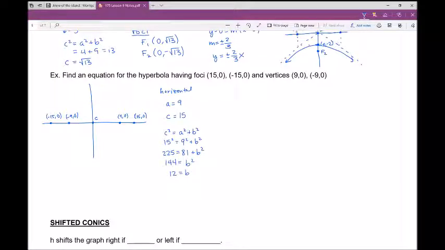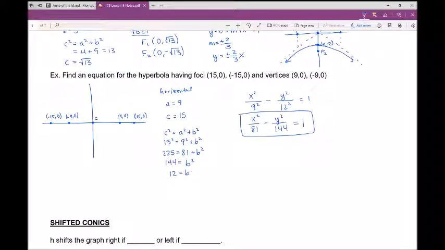Okay, so now that we've found our variable b, we can actually write our equation. So again, this is a horizontal hyperbola, so the x squared term will be the positive one. So we'll start by writing x squared over 9 squared minus y squared over 12 squared is equal to 1. And the last thing we need to do is just simplify those exponents. So we get x squared over 81 minus y squared over 144 is equal to 1. And that is the equation of our hyperbola.